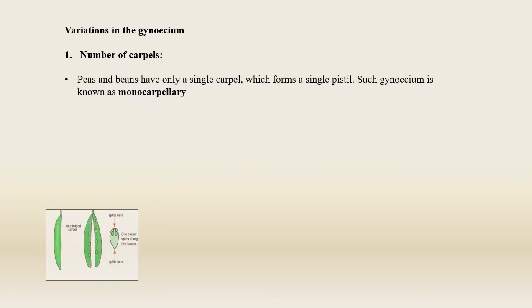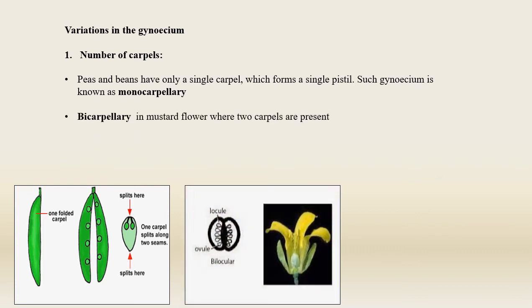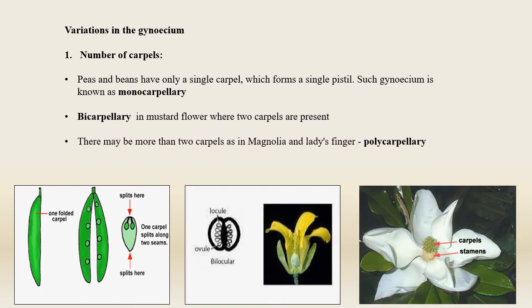Variations in the gynoecium. Number of carpels. Peas and beans have only a single carpel which forms a single pistil. Such gynoecium is known as monocarpellary. It may be bicarpellary, as in mustard flower where 2 carpels are present. There may be more than 2 carpels, as in magnolia and lady's finger, known as polycarpellary.